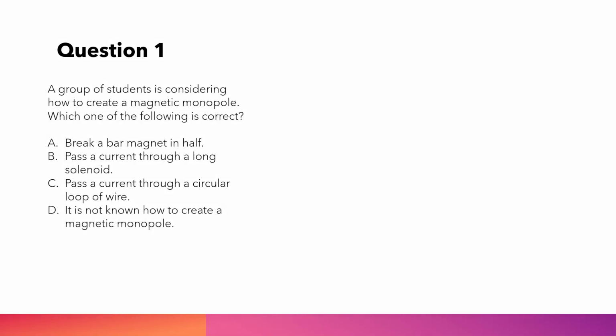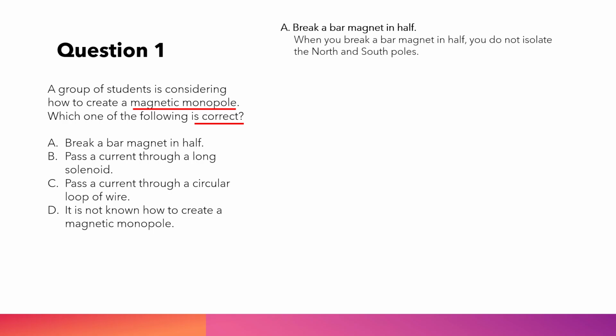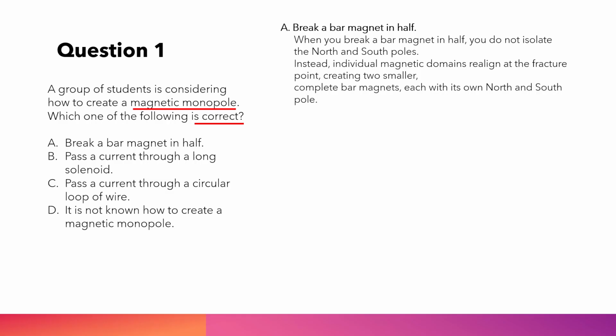A group of students is considering how to create a magnetic monopole. Which one of the following is correct? A. Break a bar magnet in half. When you break a bar magnet in half, you do not isolate the north and south poles. Instead, individual magnetic domains realign at the fracture point, creating two smaller, complete bar magnets, each with its own north and south pole.